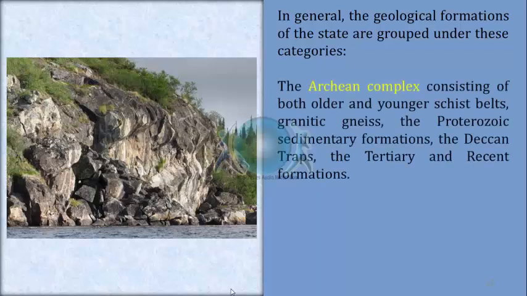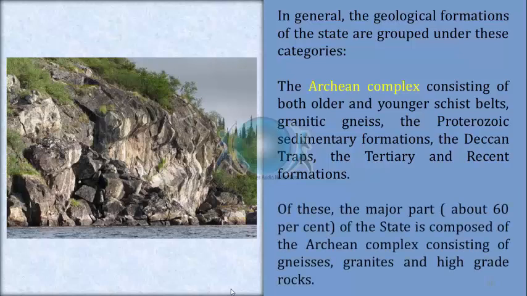The Archean complex, consisting of both older and younger schist belts, granitic gneiss, and proterozoic sedimentary formations, the Deccan Traps, the tertiary and recent formations. Of these, the major part, which is about 60% of the state, is composed of the Archean complex, consisting of gneisses, granites, and high-grade rocks.